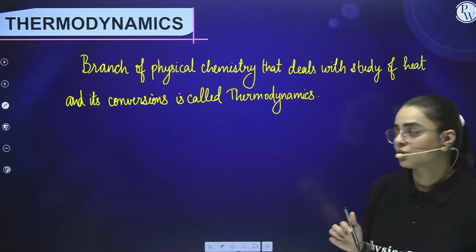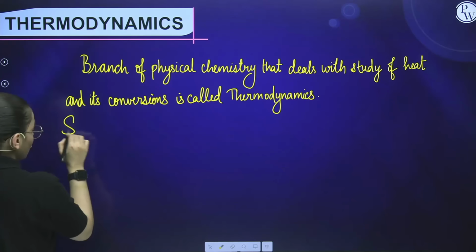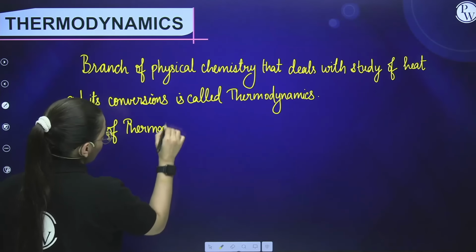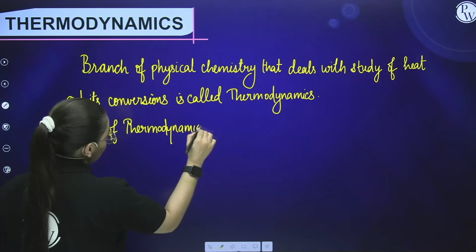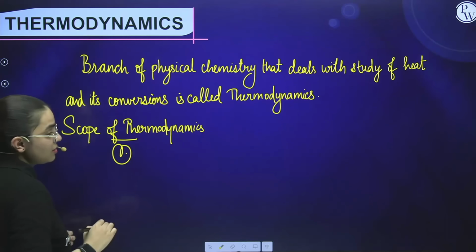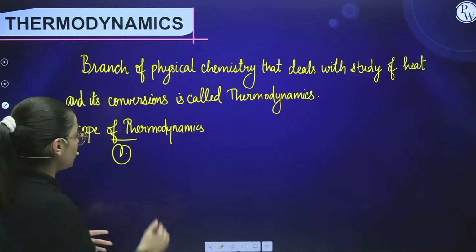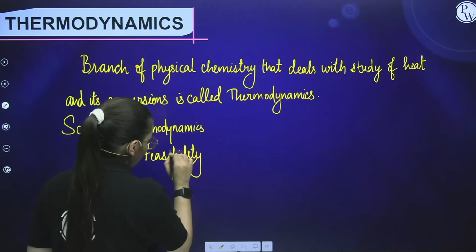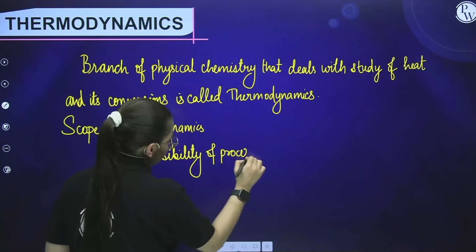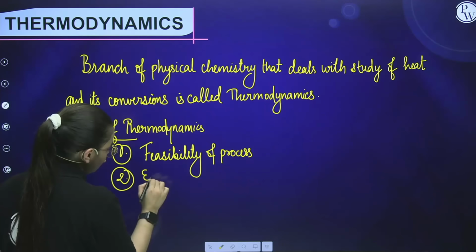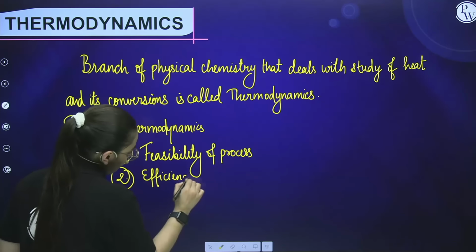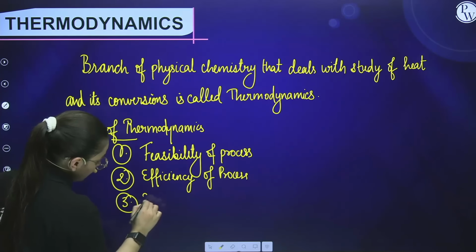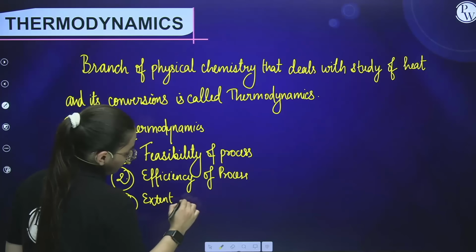If you need to write, you can also write this: if I talk about the scope of thermodynamics, then first of all, it explains to us the feasibility of a process. Next can be the efficiency of the process, and the last is the extent of the process, to which extent the process occurs, right?